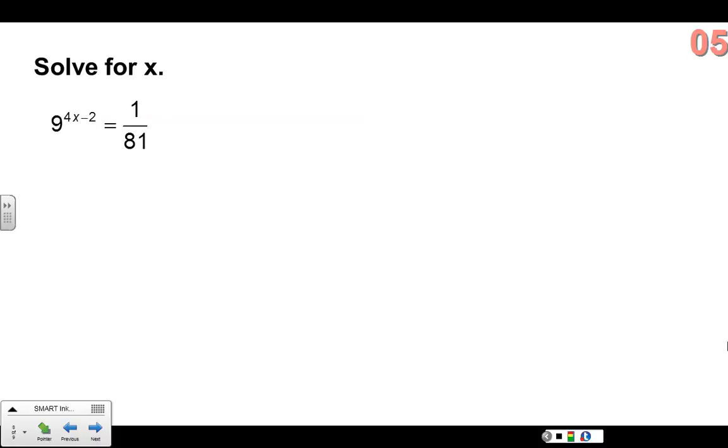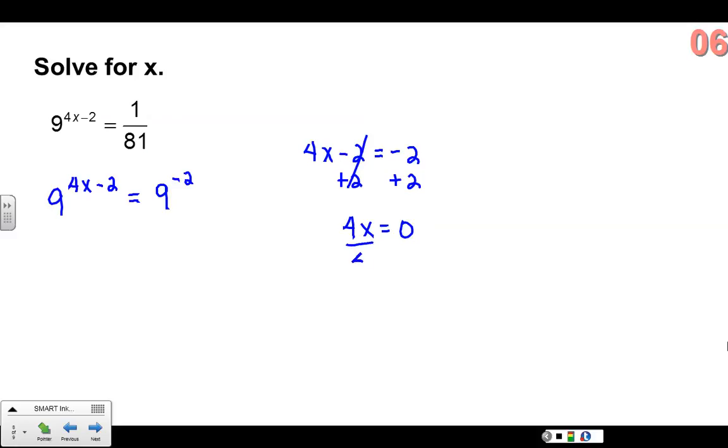Nine to the 4x minus 2 equals 1 over 81. I think I can use 9. So 9 to the 4x minus 2 equals 1 over 81. Actually, 9 squared is 81. But since it's been flipped, we know that that means the exponent would have been negative 2. So my equation, since my bases are equal, 4x minus 2 equals minus 2. So I'm going to add 2 to both sides. 4x equals 0. Divide by 4. So x would equal 0 for the solution to this equation.